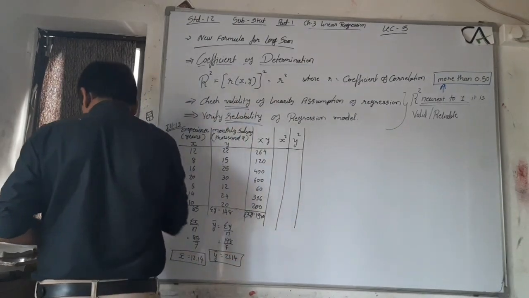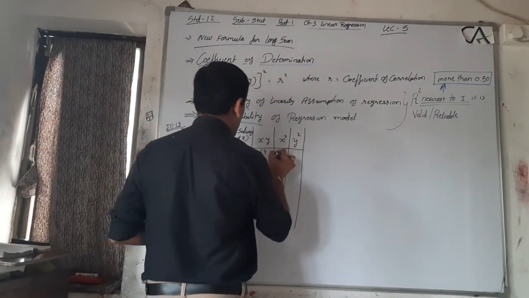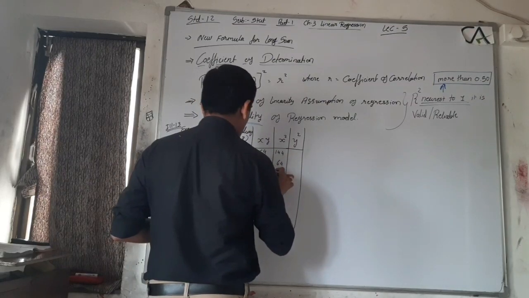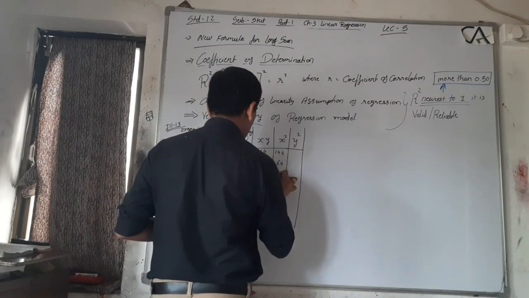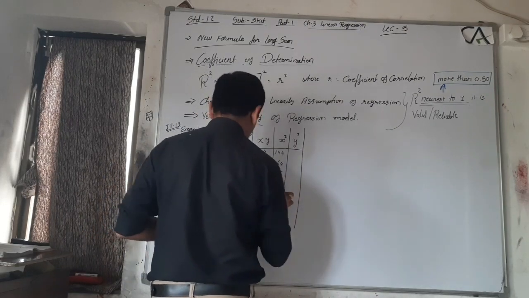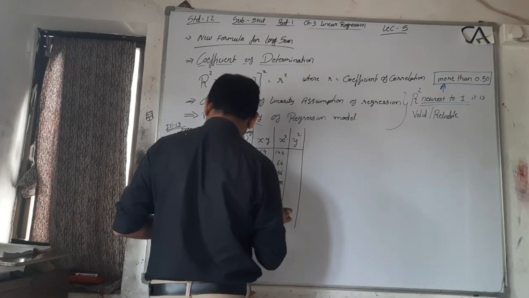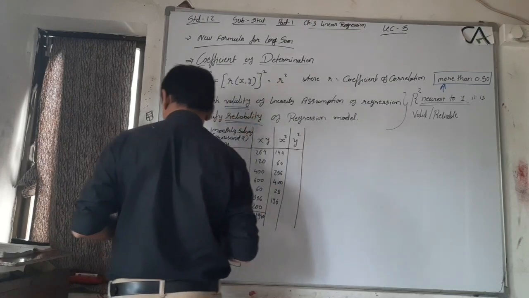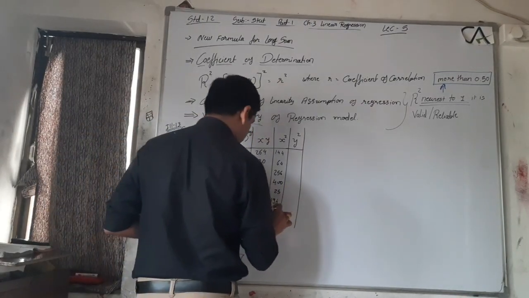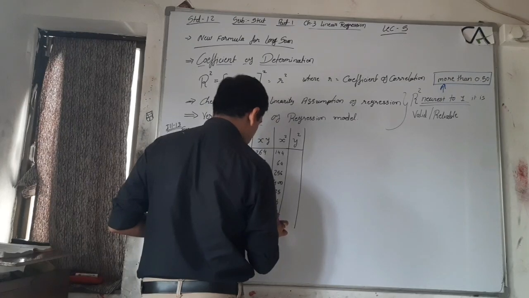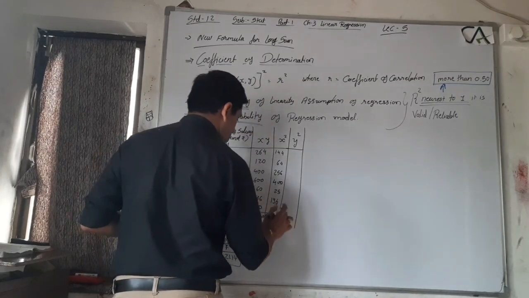Okay, then x square: 12 square is 144, 64, 256, 400, 25, 196, 100. Make the total here also, sigma x square. What is the sigma x square here?